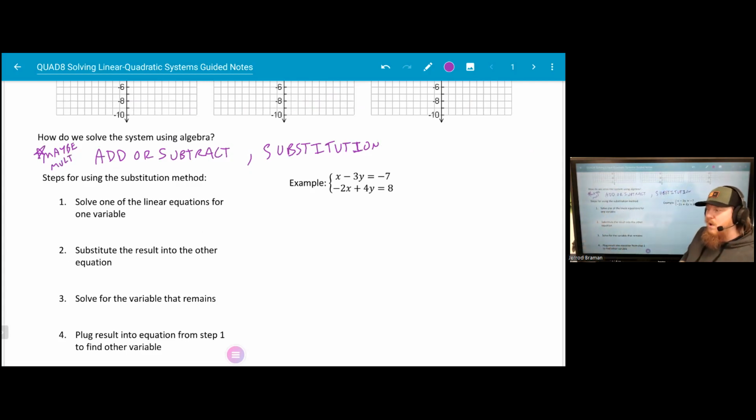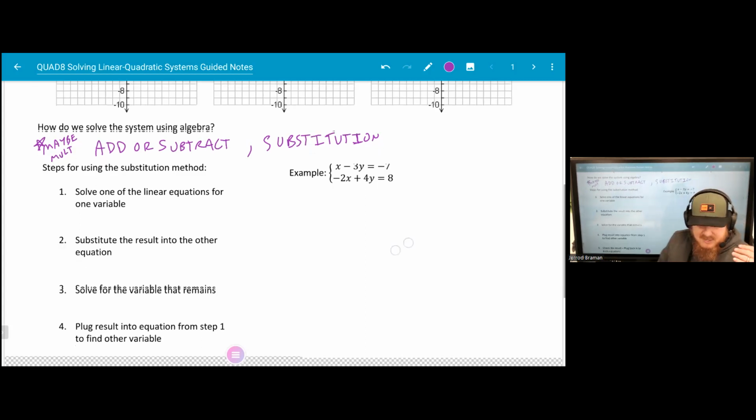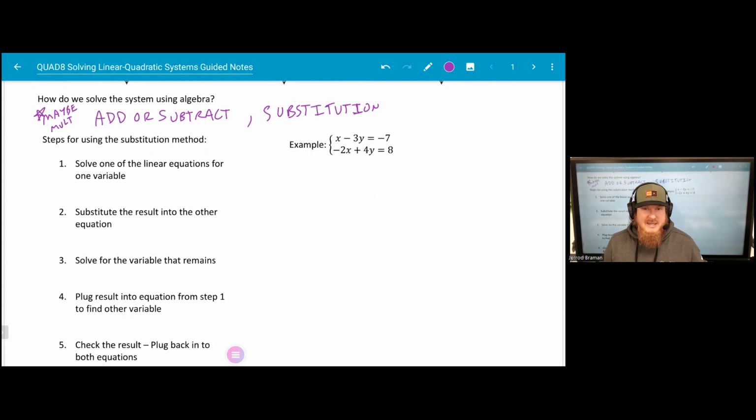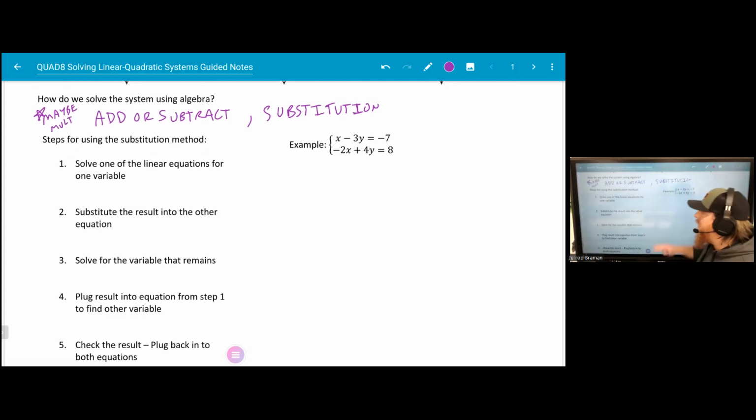So what I'm going to focus on this time, though, is substitution. I think this one's a really good method, and it provides a standard way we can look at it every time. All right. So I'm going to do an example that's two lines, a linear system. This first step for using the substitution method says: solve one of the linear equations for one variable.